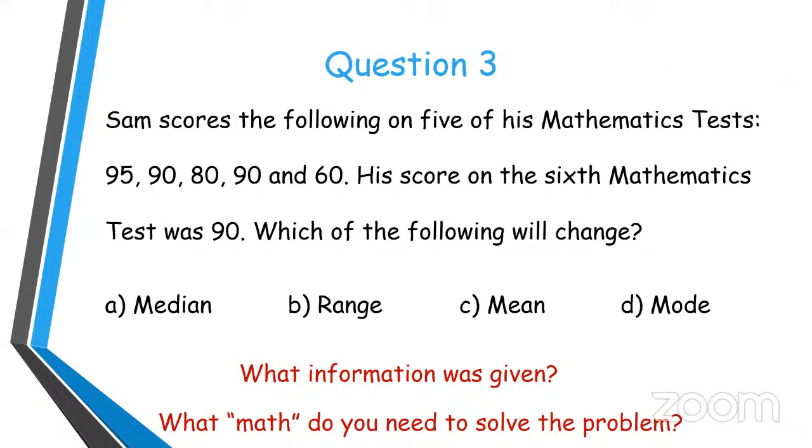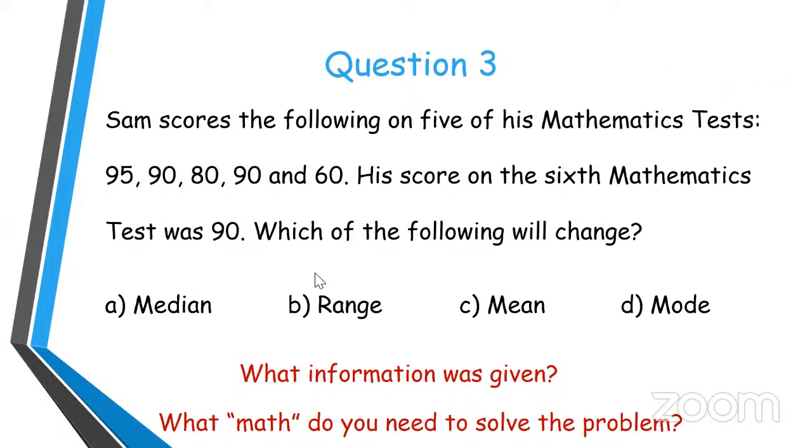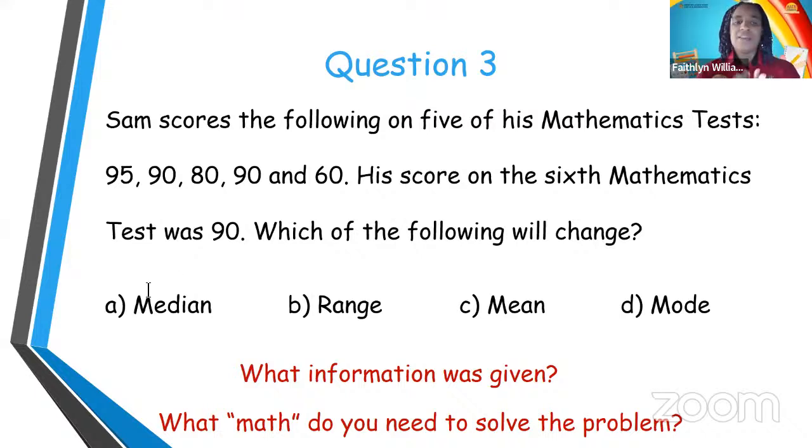Let's go to Jonathan. I'm giving one more person. Jonathan, you may unmute. Go ahead, Jonathan, and share with us. So the information that was given was what he scored on each test. He scored 95 on the first, 90 on the second, 80 on the third, 90 on the fourth, 60 on the fifth, and 90 on the sixth. Awesome. Thank you for that. So how would you solve this problem?